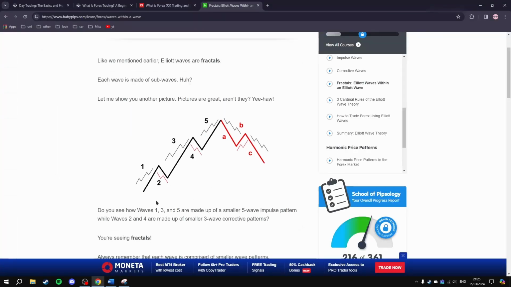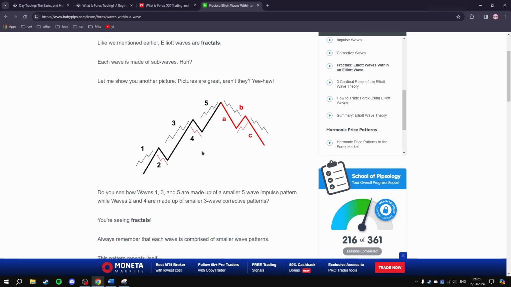Do you see how waves 1, 3 and 5 are made up of smaller 5-wave impulse patterns, whilst waves 2 and 4 are made up of smaller 3-wave corrective patterns? You're seeing fractals.